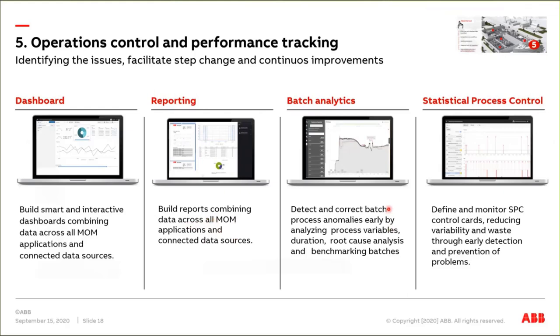Then we have batch analytics apps. So these are advanced batch analytics, not only reporting and dashboarding, who are there to detect and find process anomalies by analyzing both process variables and process durations to find the root cause analysis and also be able to benchmark the different batches. Often this is referred to as golden batch.